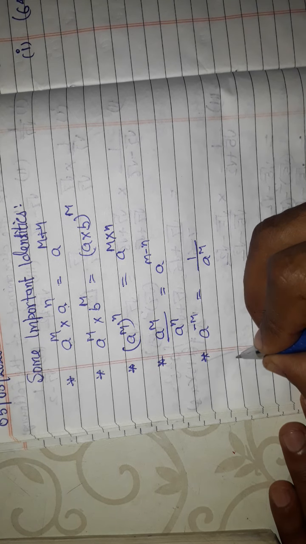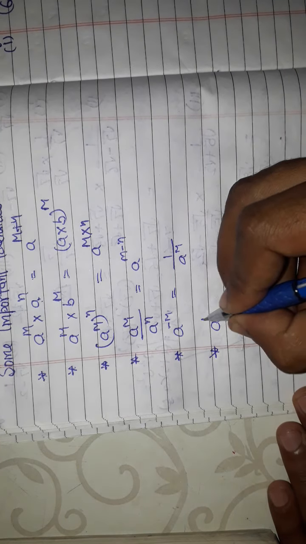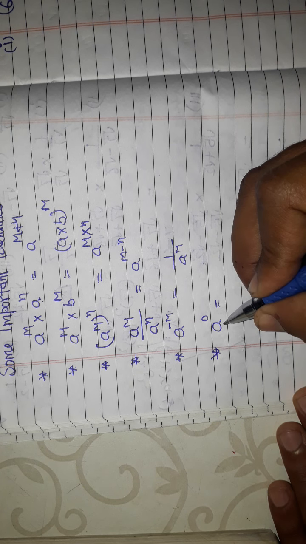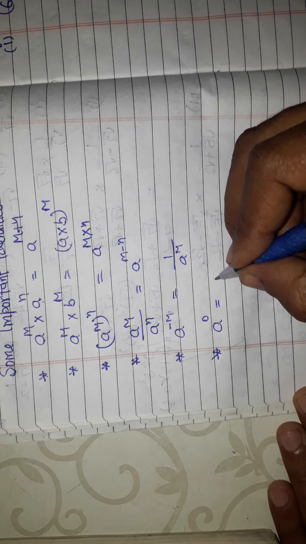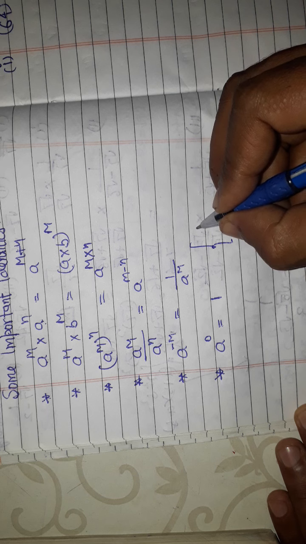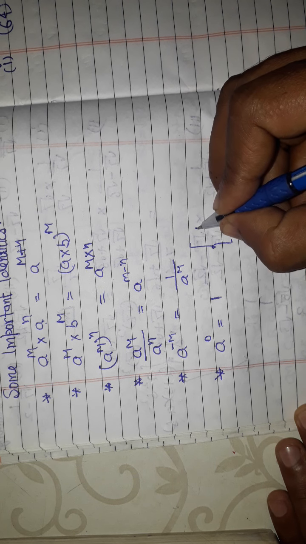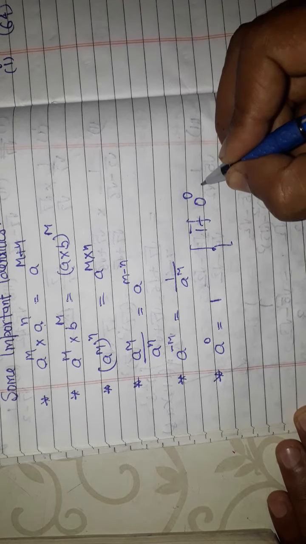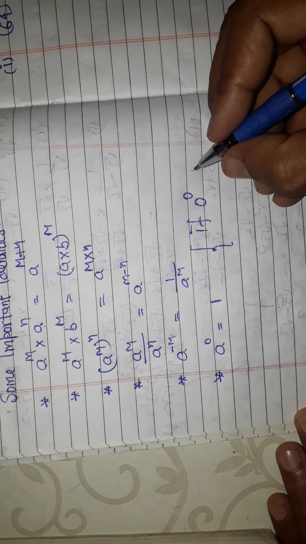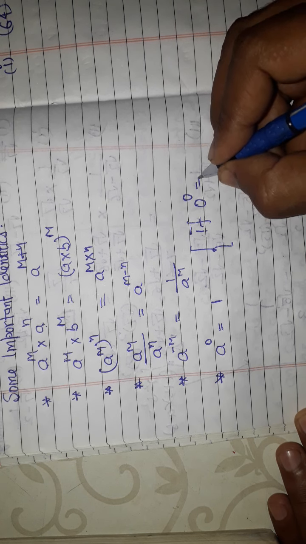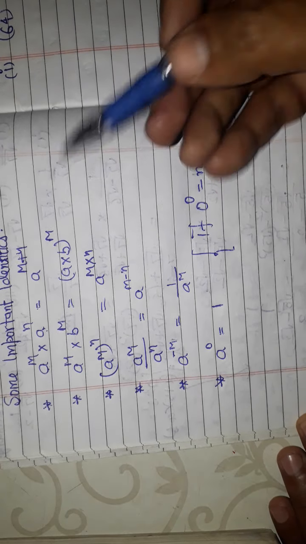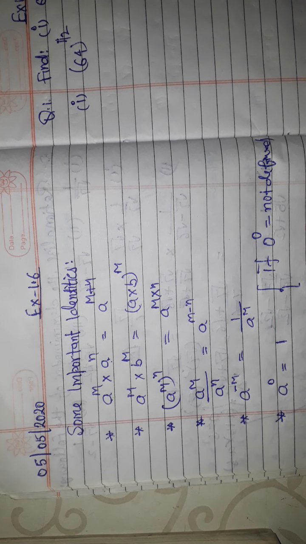Similarly, a raised to the power 0. Students, if the base is any number except 0 and the power of the base is 0, then the answer is always 1. But 0 raised to the power 0 is not defined, an indeterminate form. These identities we will implement in our next exercise, 1.6.